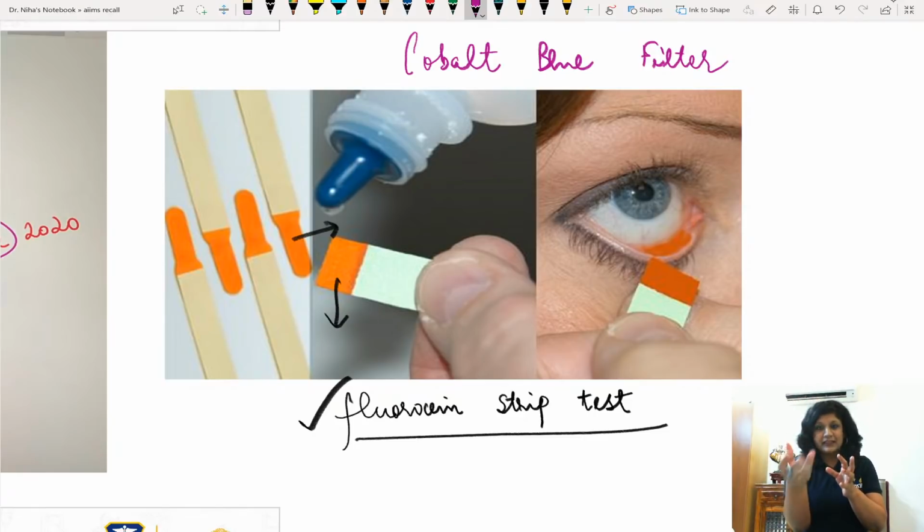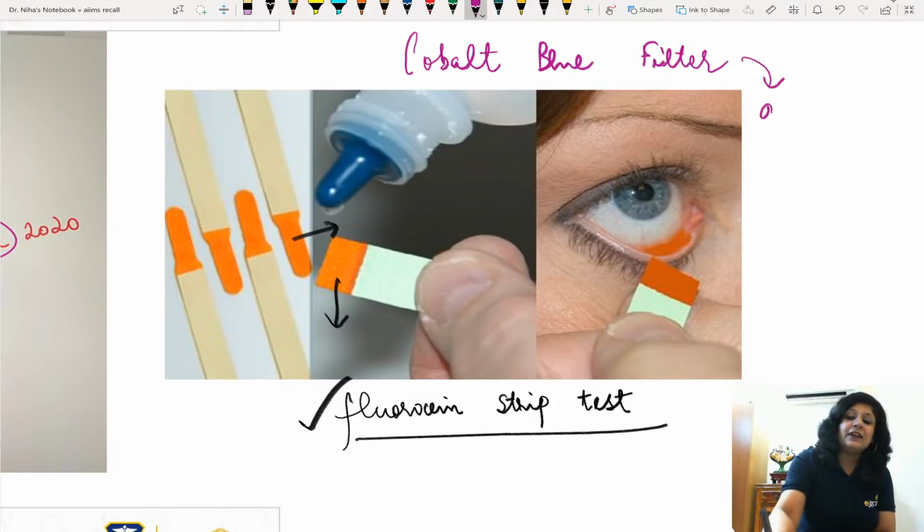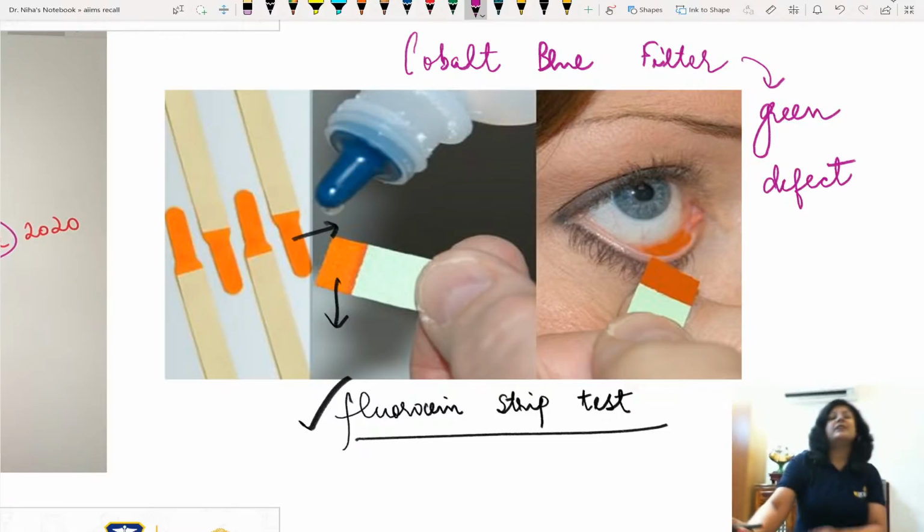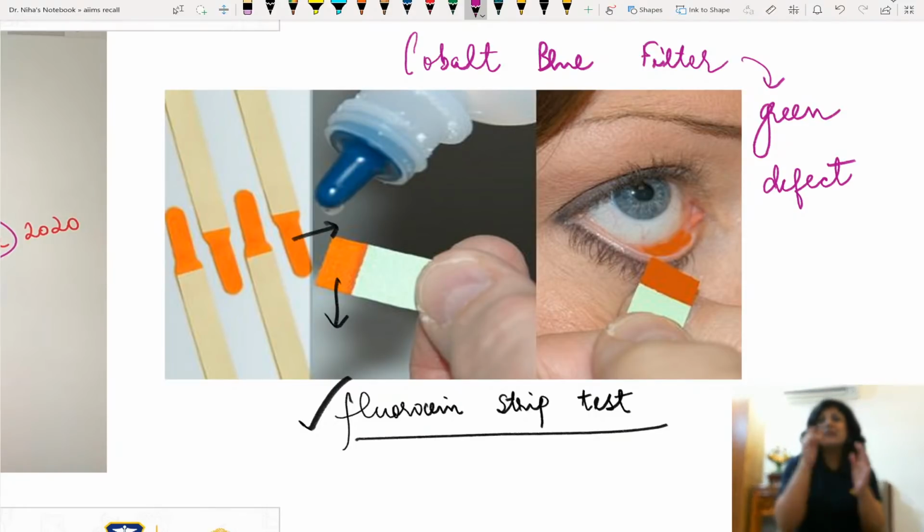We will apply that cobalt blue filter over the slit lamp, and then you will see the green defect. That is the color of the ulcer, and that is why whenever you see any dendritic pattern, the ring abscess, single ulcer, or the multiple satellite lesions, every time what we see is the greenish color defect. Why greenish color? Because the fluorescein stain is staining it, and we are getting the green color. So these are the common important things.